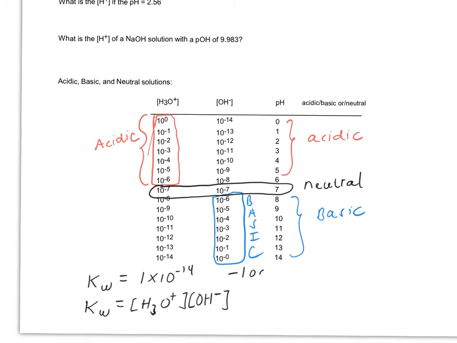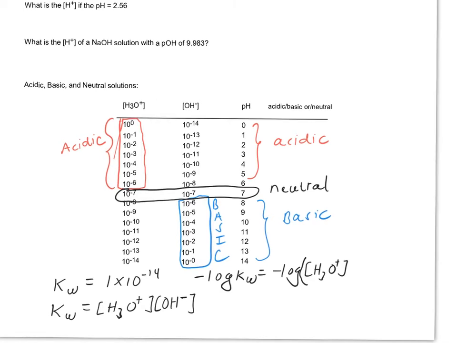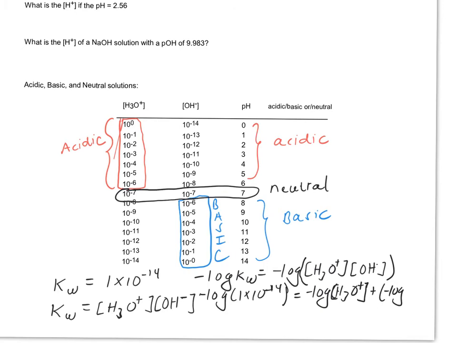sides, we'll get negative log of Kw is equal to negative log of your hydronium concentration times the negative log of your hydroxide concentration. Okay, so we're going to take the negative log of 1 times 10 to the -14, and that's going to equal negative log of your hydronium concentration plus the negative log of your hydroxide concentration.